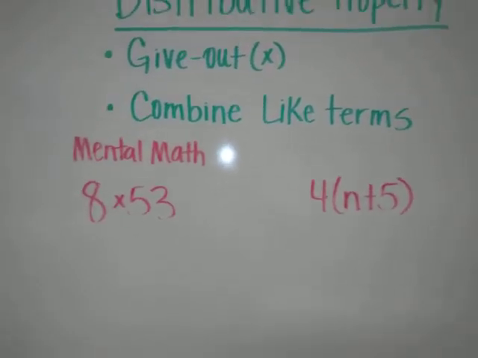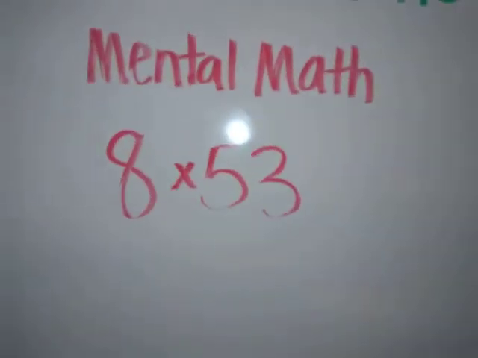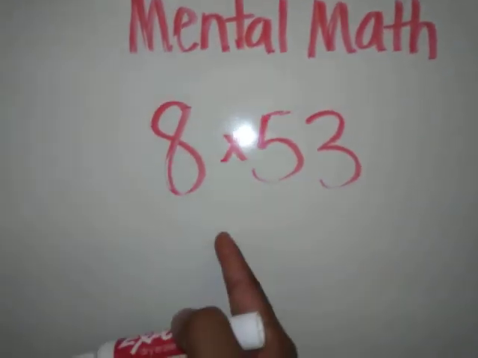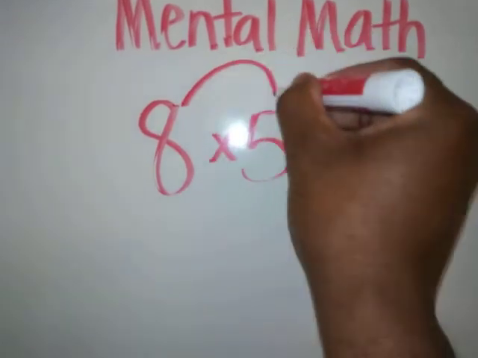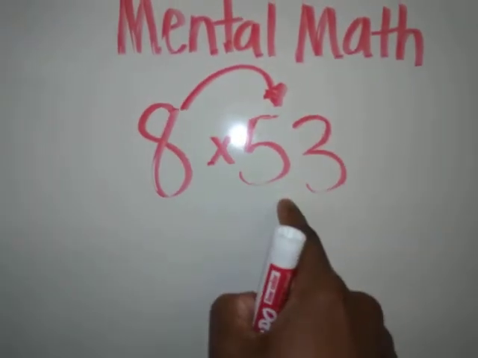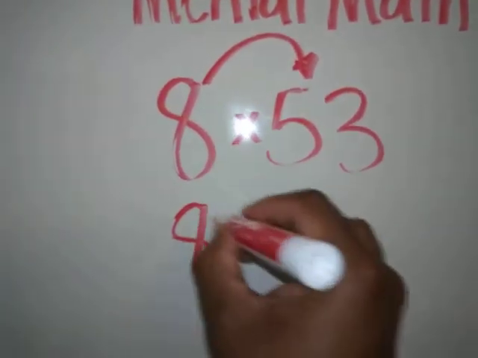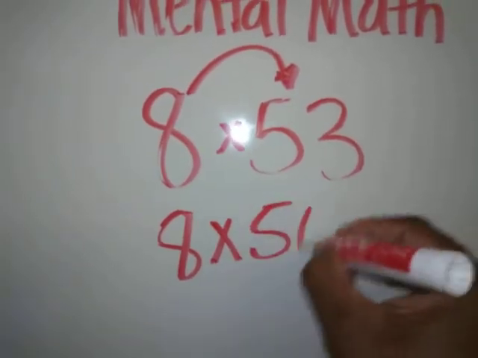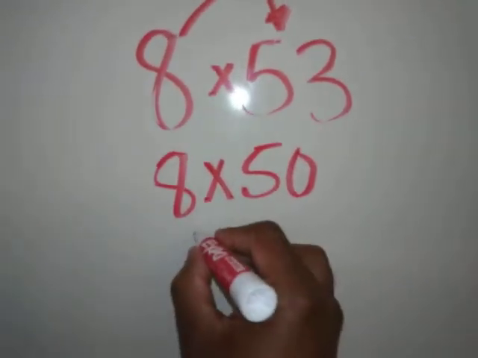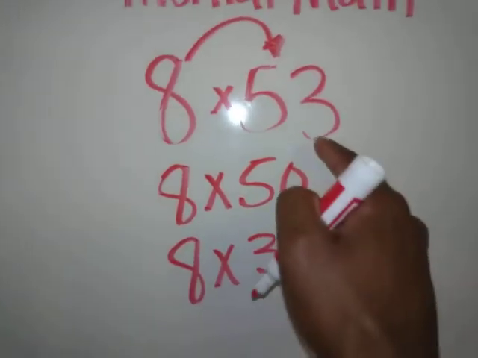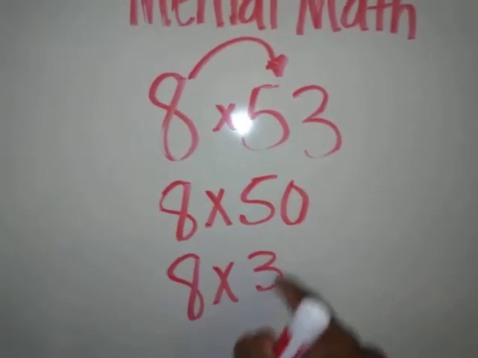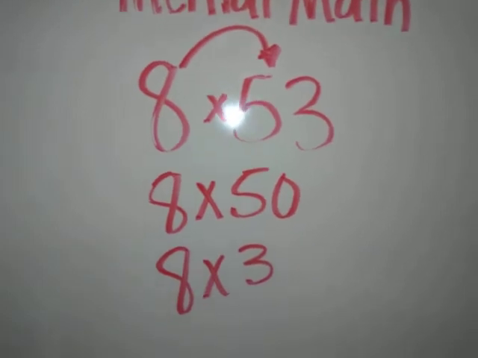All right, let's get into the first problem we have here. We're going to use mental math to solve this problem, showcasing the distributive property. So we can distribute 8 to 53 by breaking up 53 by 8 times 5 tens, which is 50, and 8 times 3 ones. So we're accounting for 53 by breaking up 53 into its tens values as well as how many ones it has.